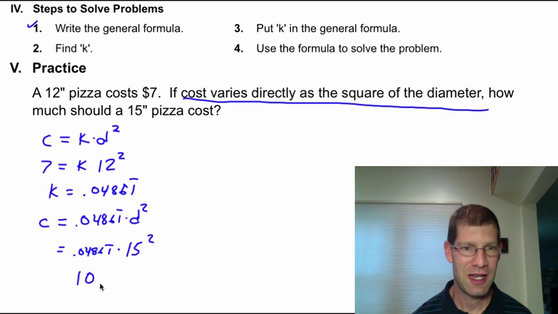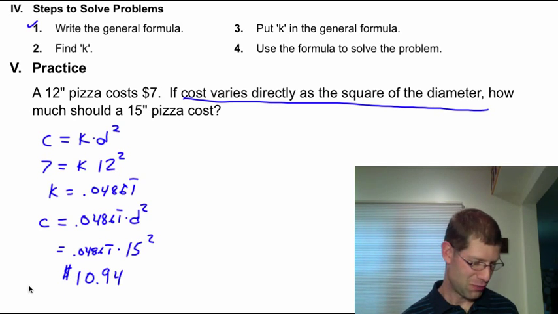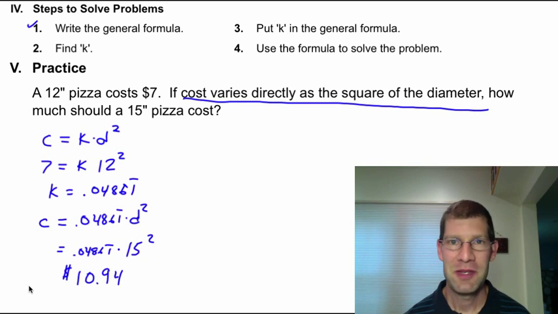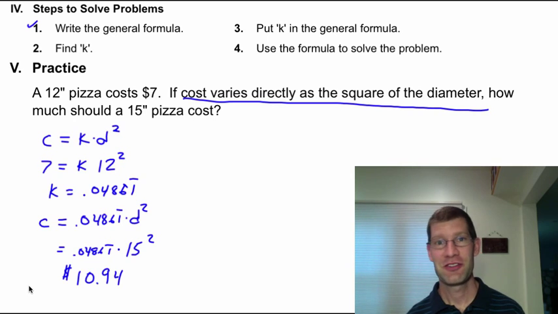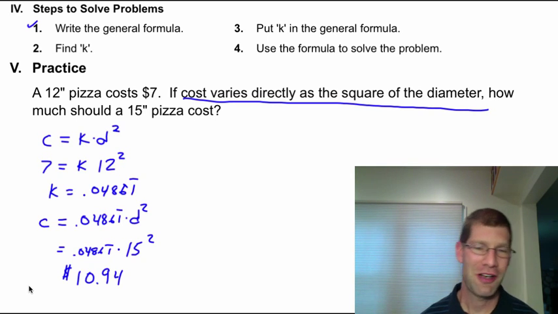So $10.94 would be the answer to the problem. A couple comments. One, if I had rounded, if I just did 0.05 times 15 squared, my pizza would end up being $11.25. So you'll notice rounding matters. So make sure you don't get caught up rounding before the very end of the problem.